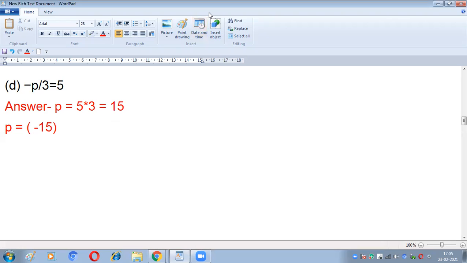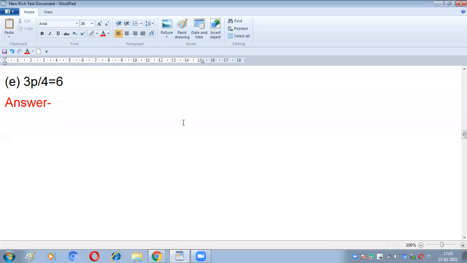Okay, so friends, let's move to e beat. So friends, e beat is 3p upon 4, which is equals to 6. Okay, so this is the real equation. In the previous one we were doing this simple equation. Okay, so this is a little bit tough, but not very much. Okay, just use your brain. So 3p upon 4 is equals to 6.